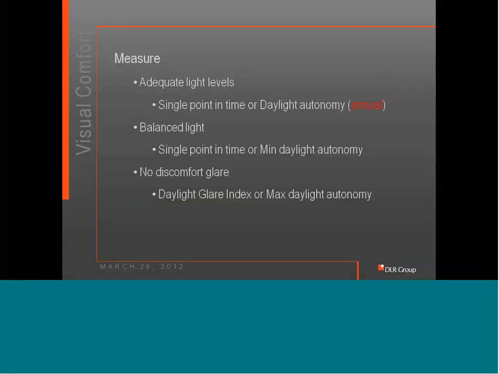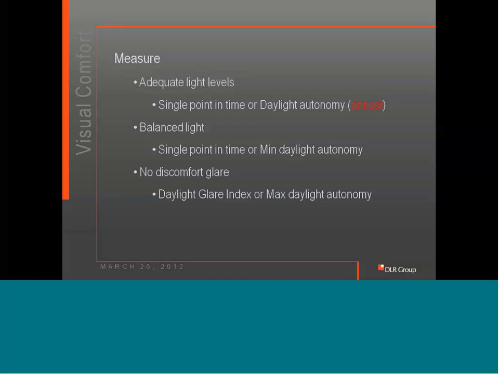When it comes to quality of light, to see if the light levels are balanced in a space, again, there's a single point in time method or minimum daylight autonomy. What does balanced light mean? Let's take this space, for instance. If our activity in this space is reading, then let's say it requires 50 foot candles of light, regardless of artificial light or natural light. Let's say it's 50 foot candles of light.